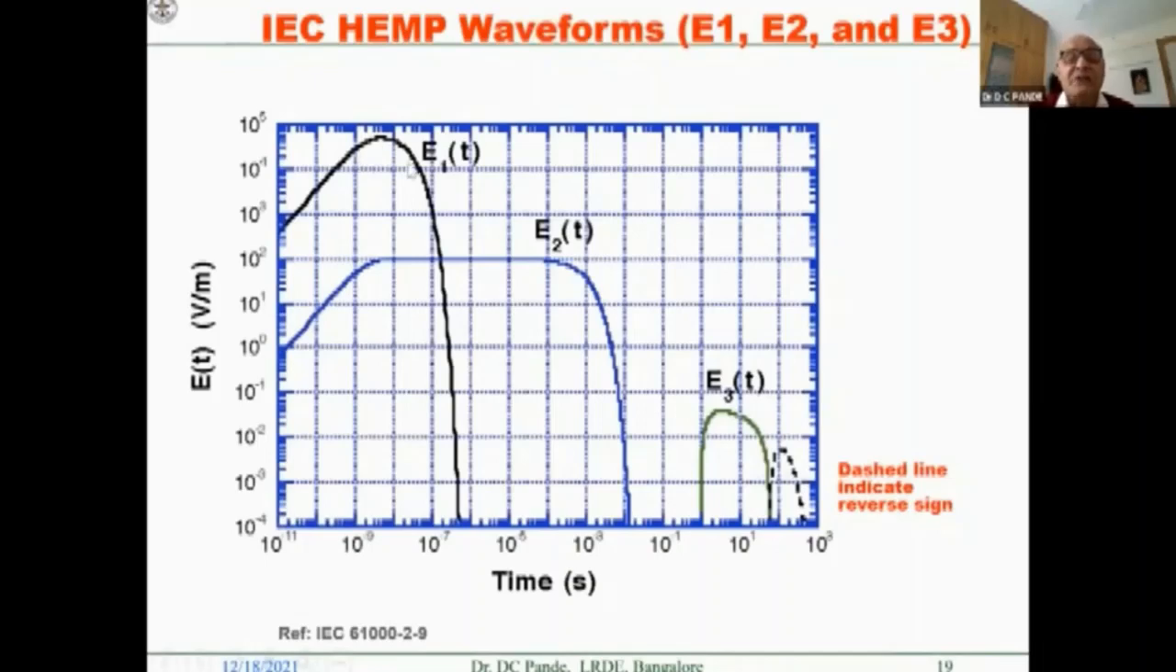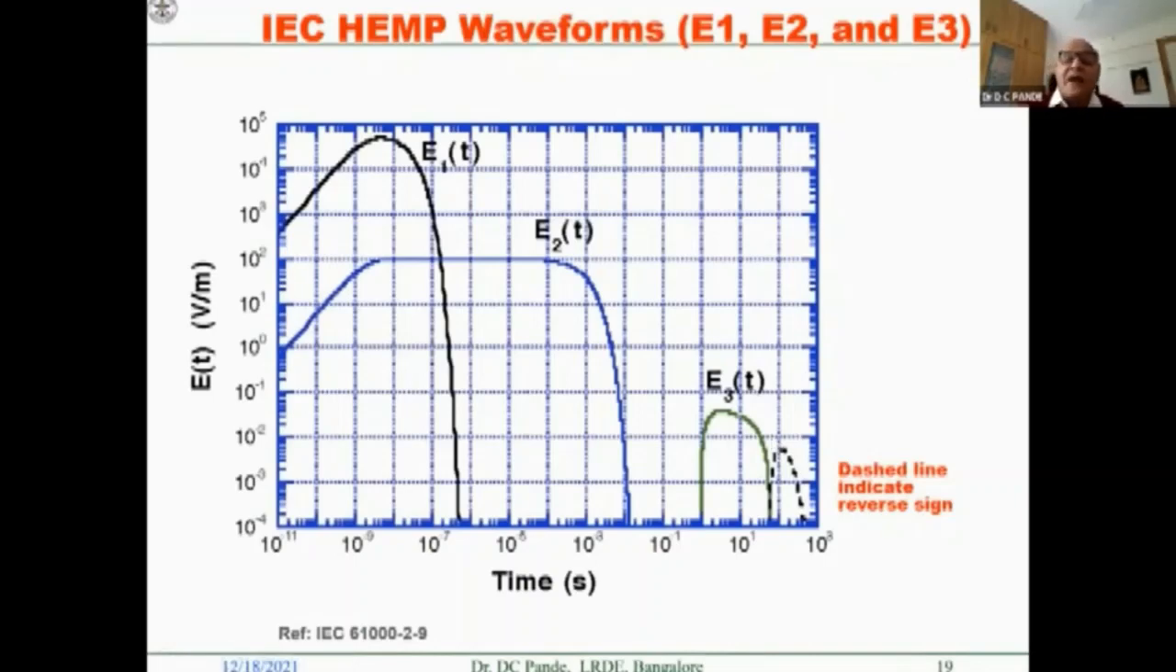In this one, the E1 pulse is the fastest pulse, a very short pulse. Its rise time is 0.1 to 0.8 nanosecond, and the full width is about 23 nanoseconds at half magnitude. E2 is a pulse similar to your lightning pulse. Its rise time is in the microsecond to millisecond range. And then we have the third pulse, the E3 pulse, which lasts from a few seconds to tens of seconds.